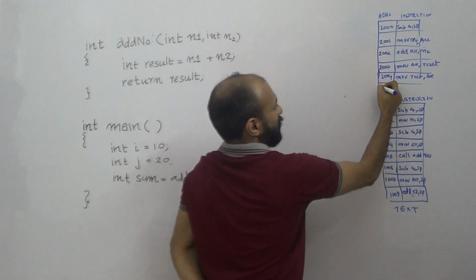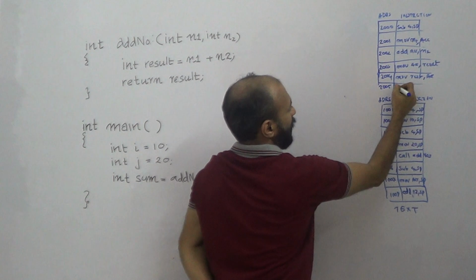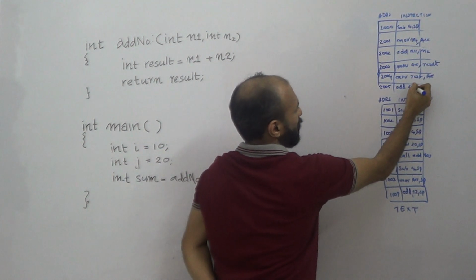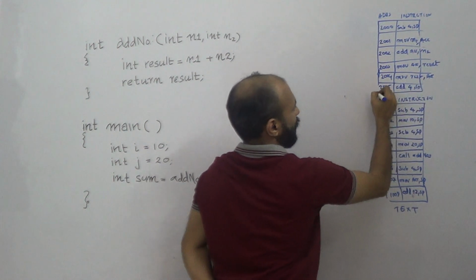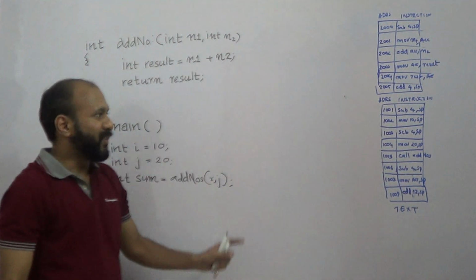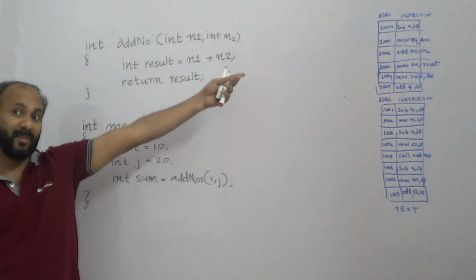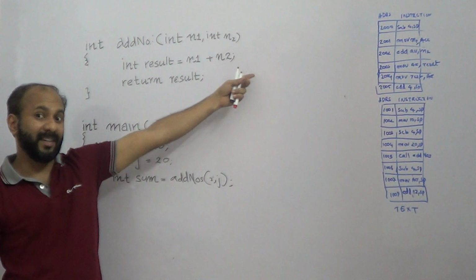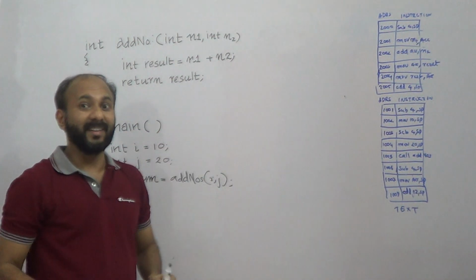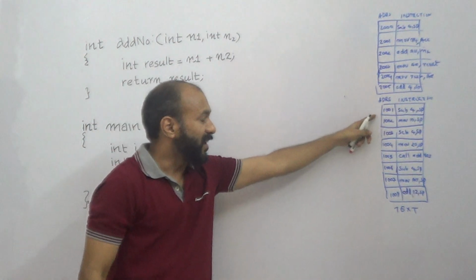Again, 2005: add 4 with stack pointer. Now we can try to draw the stack frame. This is also available inside the text memory segment. Now processor has started reading, executing line by line.